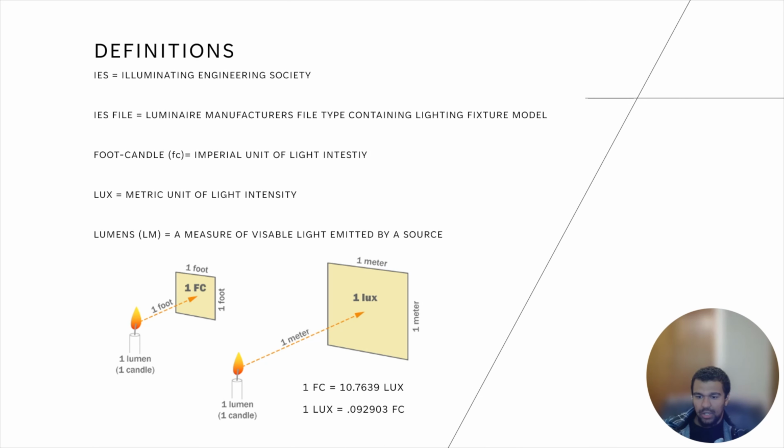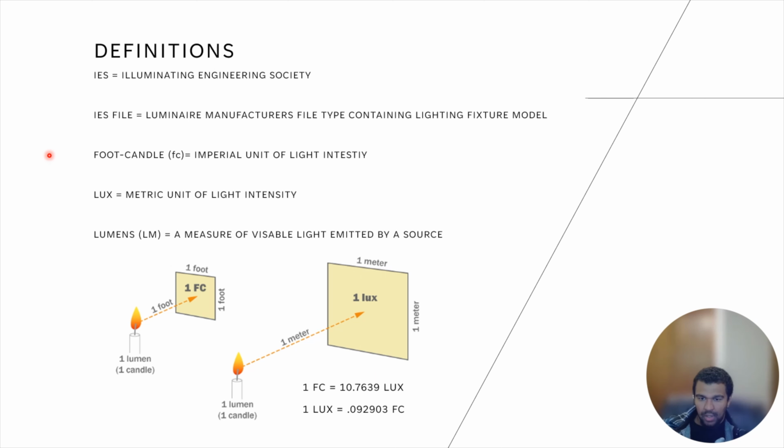All right, y'all, we're going to get into a couple of definitions here. So the first one we're going to start with is IES. IES is the Illuminating Engineering Society, and they are kind of the pioneers in America of illumination requirements in how light a room needs to be, and we will get into a couple of examples later in this presentation on what kind of expectations they have for different room types. Number two is an IES file. An IES file is just a luminaire manufacturing file type containing all the light characteristics of a fixture, and so we use IES files in order to model our fixtures within a light rendering software, which we'll get into a little later as well.